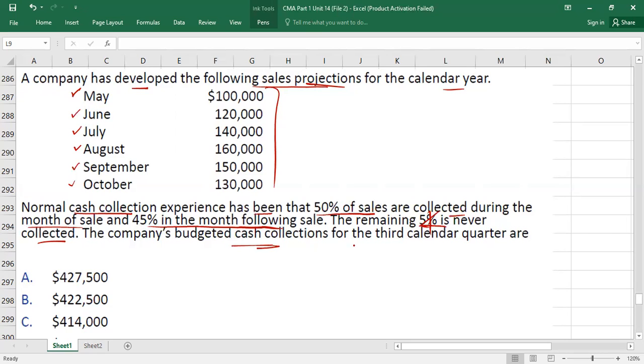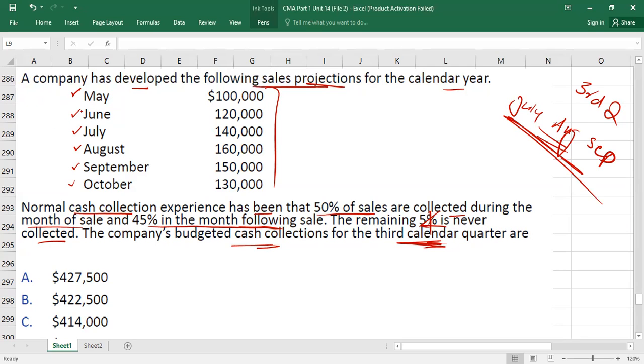Then the company's budgeted cash collection for the third calendar quarter is asked. So what is the question? Try to understand, please. What is the collection for the third quarter? Third quarter means you have to find the collection which will fall in the months of July, August, and September. Any collection which will fall in these months. So we will write it here. July, August, and September data we have to pick.